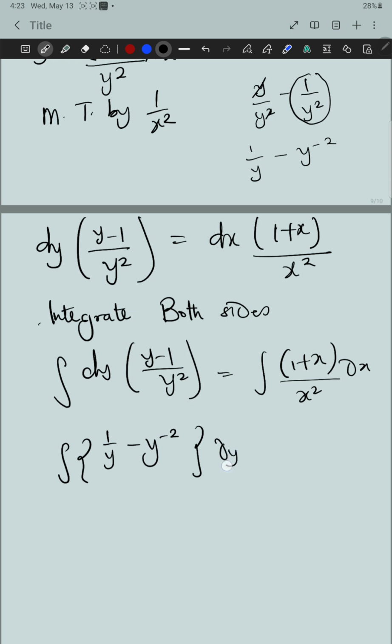Okay, so we have the integral. If we have this, we have ln.